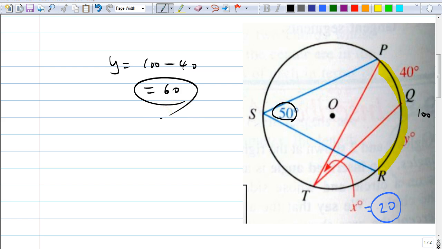60. Okay, does that make sense? So many times, guess what people give me? Instead of 60, they give me 100. Okay, we're not talking about this whole thing, are we? We're just talking about the y, which is part of it. Does that make sense? Very good.